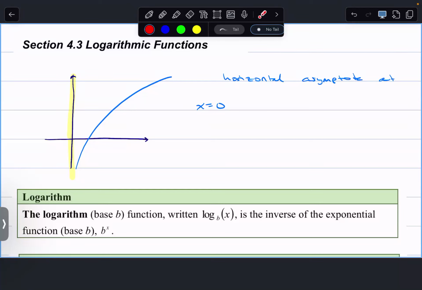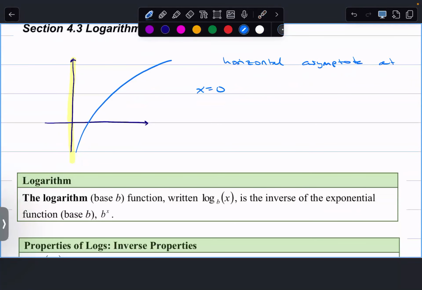You can try it on your calculator. It'll tell you math error or something like that. Oh no, I'm in the wrong menu here. If you take the log of 0, mine says math error, but I always read it as illegal math.